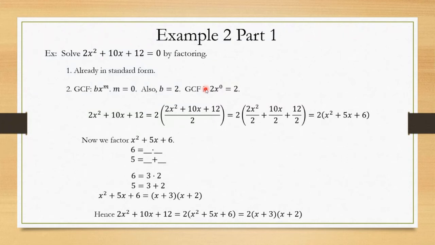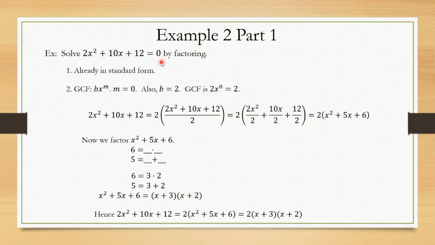Okay, now notice it's already in standard form because you have a quadratic on the left side equal to 0 on the right side. You have this over here equal to 0. So it's already in standard form. So that's good.